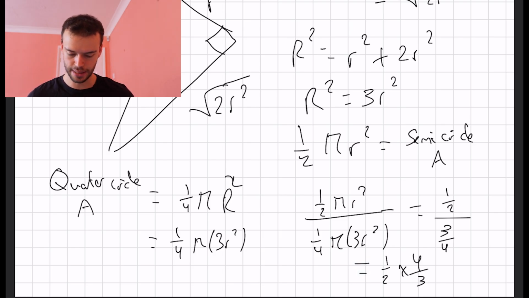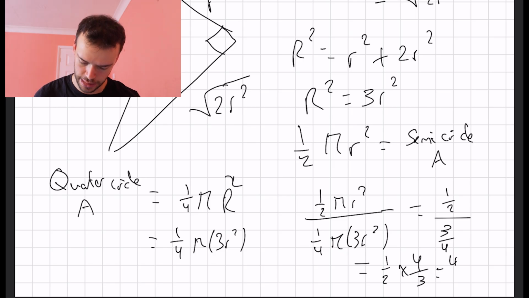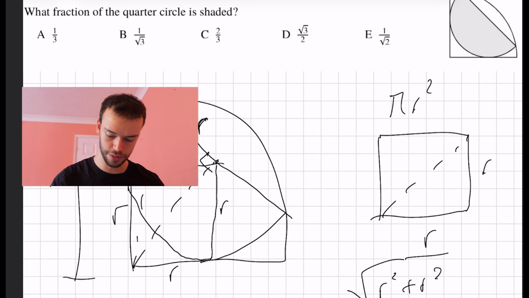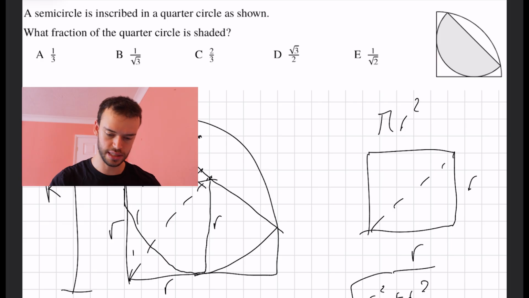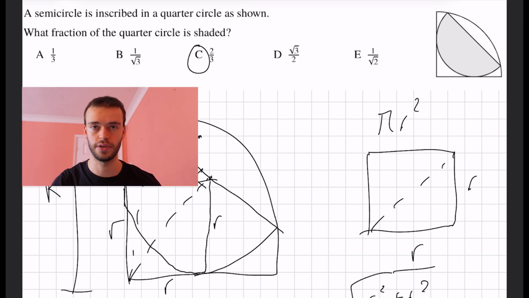What's that going to get me? It's going to get me 4 over 6, which simplifies to 2 over 3. And if we look back at our different options for answers, we can see that C is 2 over 3. So that is our final answer for this question, and we're done.